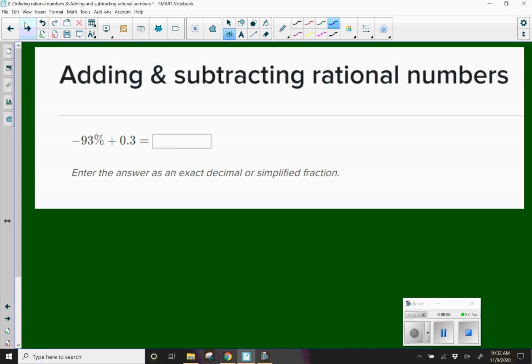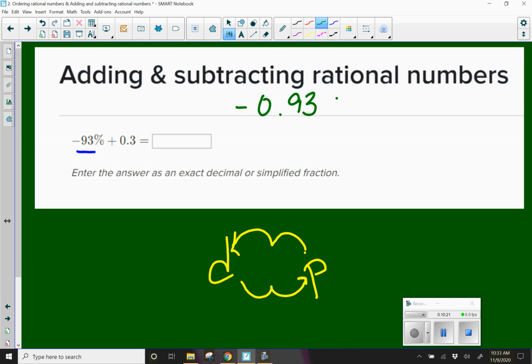We have -93% plus 0.3. So the first thing I'm going to do is take my percentage and convert it to a decimal. Now, if you can recall from back in the beginning, I taught you that little trick. To go from a decimal to a percent, we scoop 2 places to the right. And to go from a percent to a decimal, we go 2 places to the left. So if I were to write negative 93% as a decimal, it would be negative 0.93 plus 0.3.